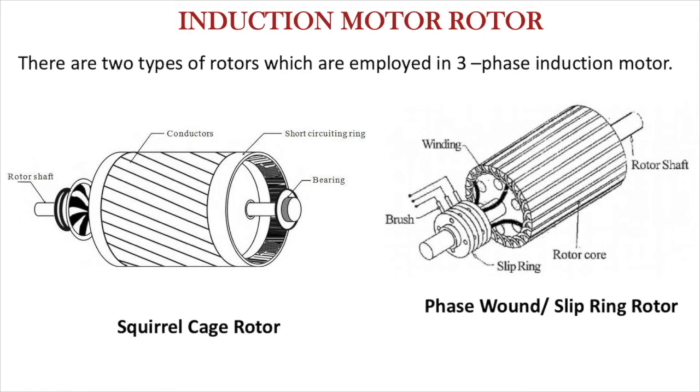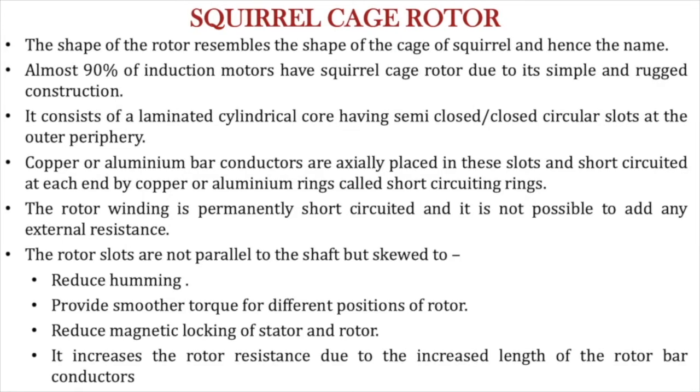And the phase wound rotor has normal coils embedded in the rotor slots and brought out at the slip rings, and the slip ring and brush arrangement is used for the external connection of any electric circuitry to the given rotor. The shape of the squirrel cage rotor resembles the cage of a squirrel, and hence the name. Almost 90% of induction motors have a squirrel cage rotor due to its simple and rugged construction.